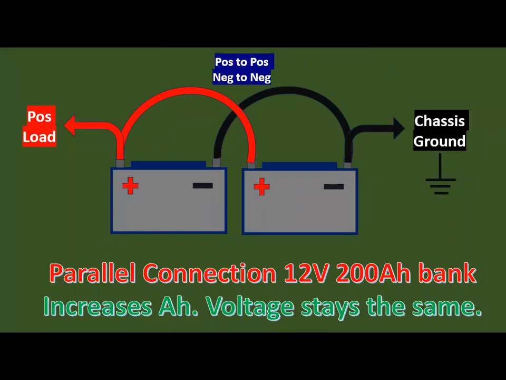Now let's talk about the connection of two batteries. And this one is a parallel connection. Two 12 volts batteries are connected together, each battery at 200 ampere hour, making a bank. The two positive terminals are connected together by a cable and the two negative terminals are also connected by a cable.